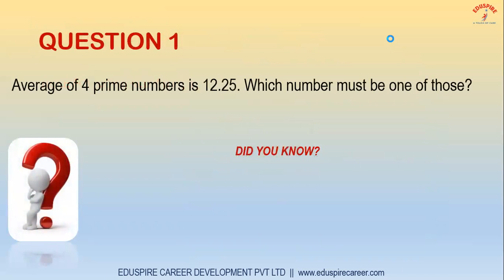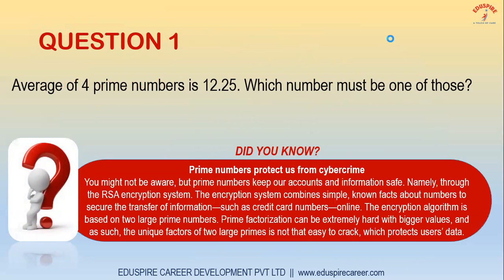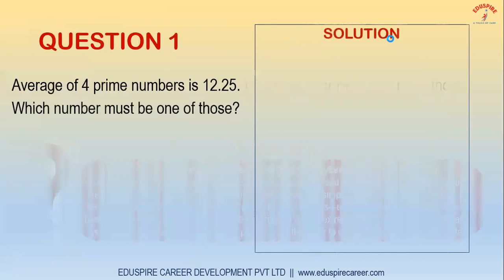So we are going to look at some questions. All right, this is the first question where it says the average of 4 prime numbers is 12.25. So they're asking which prime number must be one of those. Now let us see how we can tackle this question with a very fundamental concept of numbers which we already know by now.